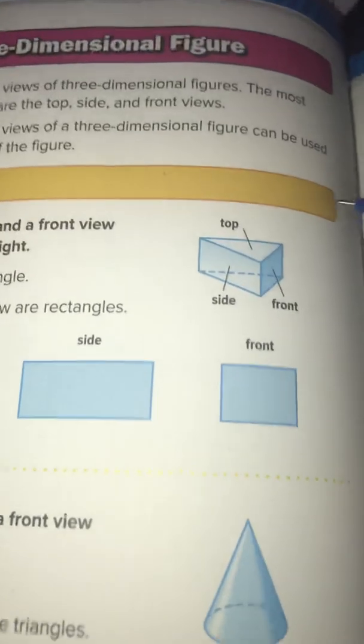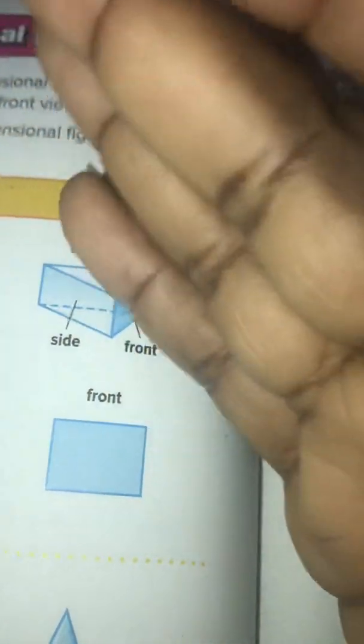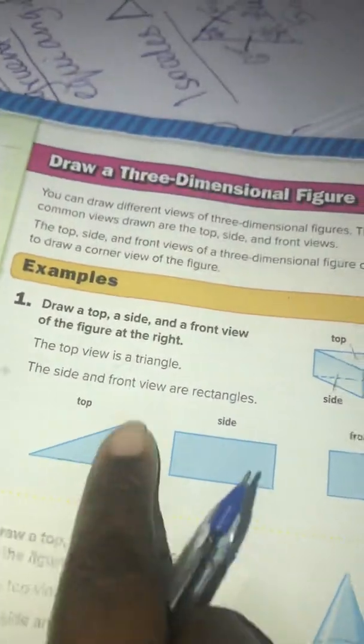Now, if I look at this shape, on top I see a triangle. On the side I see a rectangle. This might be, yes, this is a side. On the side, I see a rectangle. In the front, I see a square. So, you see? So it is asking me to describe. So draw what you see. Top, you draw your triangle the way you see it. Side, you draw your rectangle and your square.